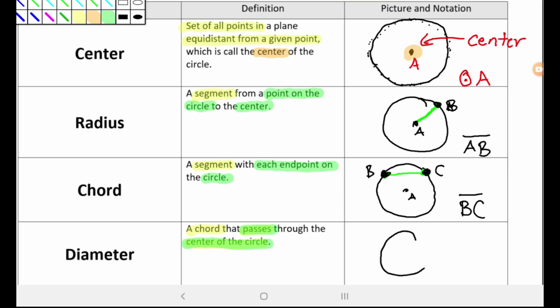So let's draw a circle. Here's my center of the circle. And let's draw a chord this time that passes through the center of the circle. I'm going to try this color, see how I like it. So something that looks like this.